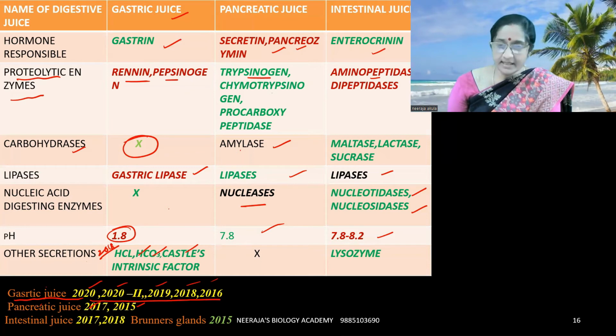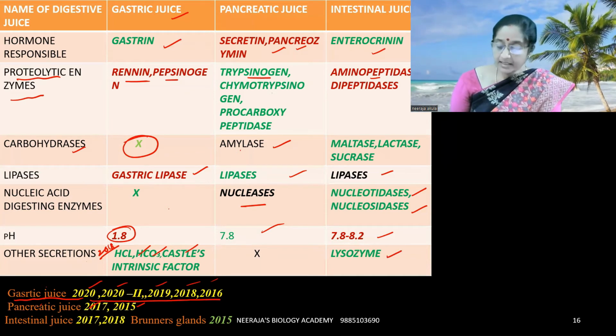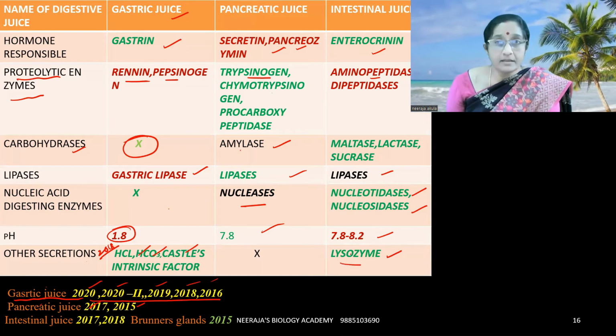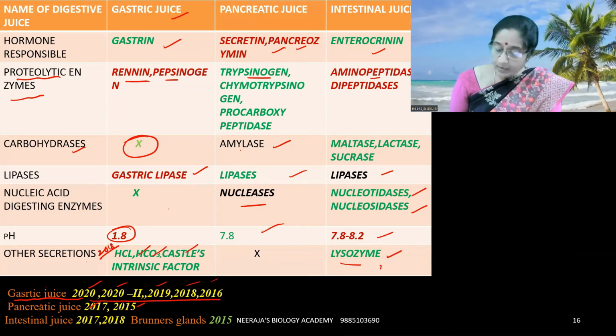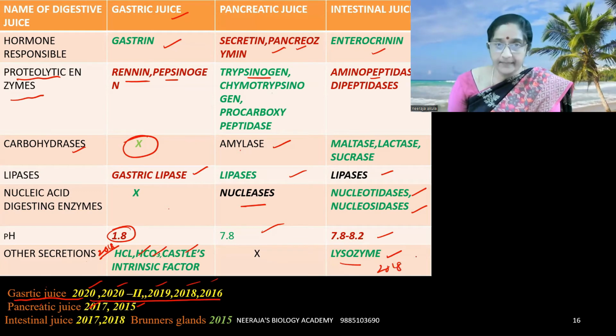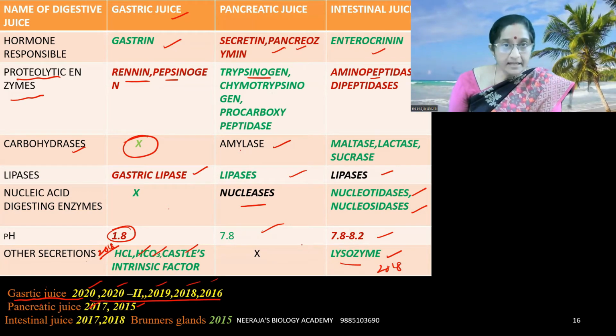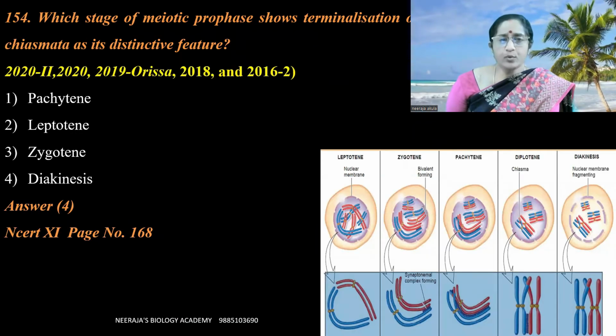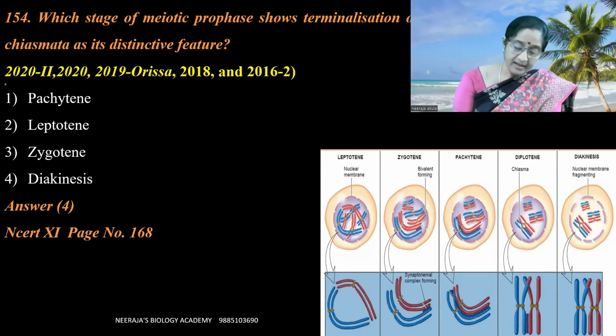Damage to the oxyntic cells or parietal cells leads to anemia. And the special secretion associated with the intestinal juice is lysozyme. Once we got this question in 2018. Lysozyme is secreted by Paneth cells of the intestine. Which stage of the meiotic prophase shows terminalization of chiasmata as a distinctive feature?